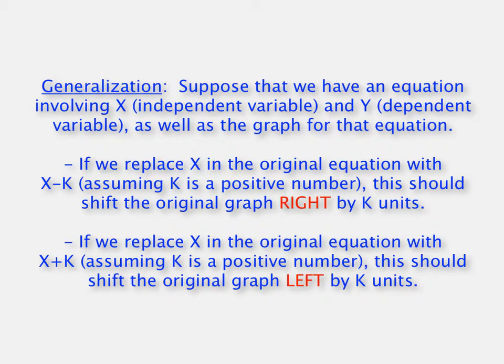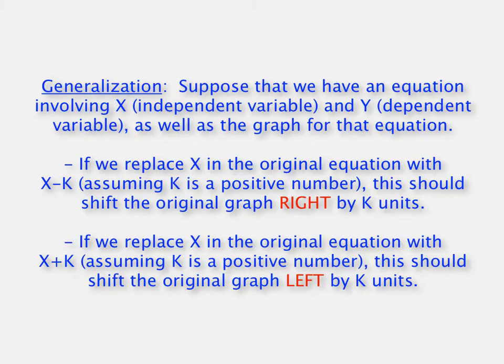Alright, now that we've got to investigate a whole bunch of examples, it's time to generalize our findings. Suppose that we have an equation involving x, our independent variable, and y, our dependent variable, as well as a graph for that equation. If we replace the x in the original equation with an x minus k, this should shift our original graph to the right by k units.